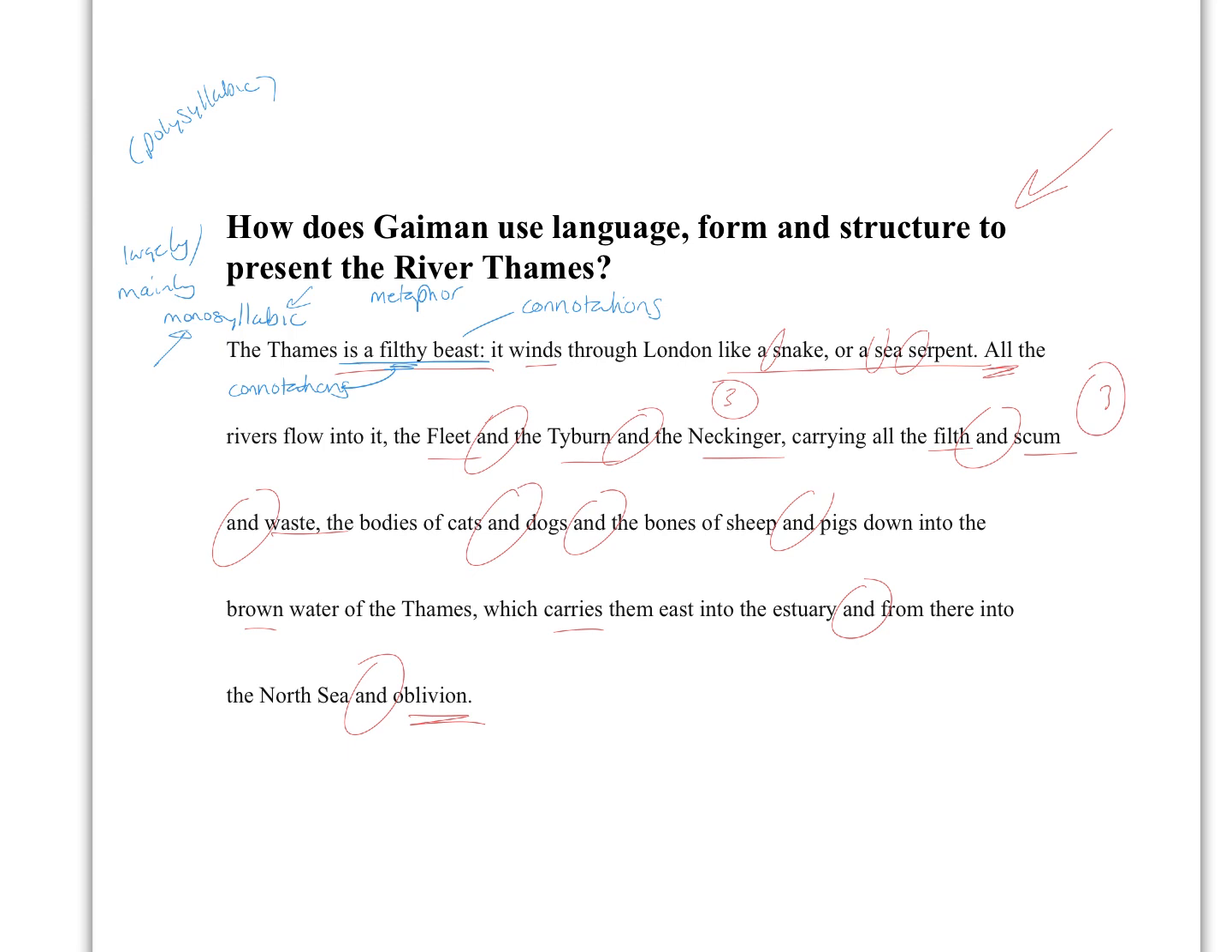I might also, as well as it being metaphorical, want to include a reference to zoomorphism, which is where you take something and you turn it into an animal. It's like the animal version of personification. Zoo meaning animals, morph, change. So it winds through London like a snake or a sea serpent. Now, we know this is a simile.